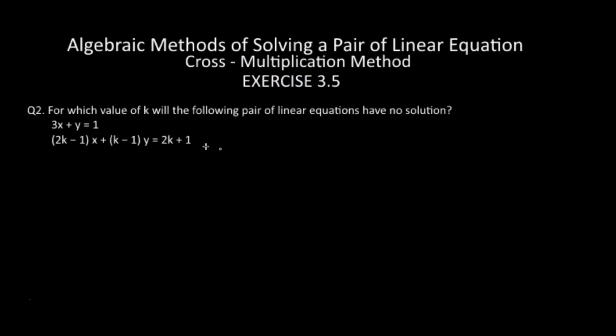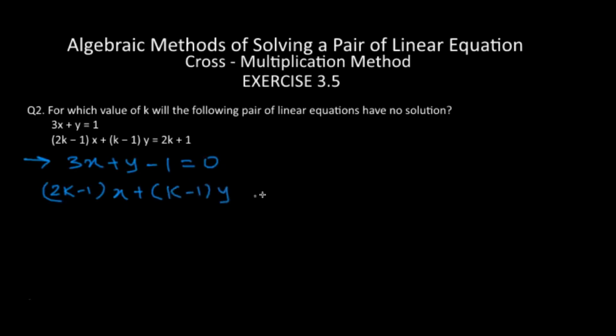So now we'll start with the second sub-question, which says: for which value of k will the following pair of linear equations have no solution. Two equations are given to us: 3x plus y equals 1, and (2k minus 1)x plus (k minus 1)y equals 2k plus 1. They are asking us the value of k, so we'll rewrite the equations. So 3x plus y minus 1 equals 0, and (2k minus 1)x plus (k minus 1)y minus (2k plus 1) equals 0.